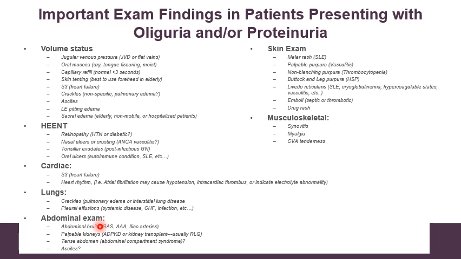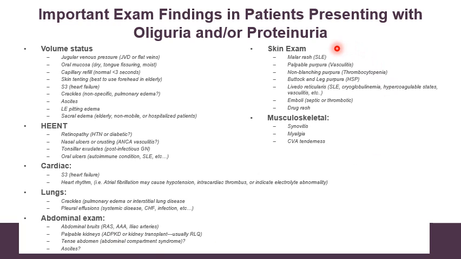In the abdomen, you want to listen at the renal arteries, which are above the umbilicus on each side. You want to see if the kidney is palpable. If they have a transplanted kidney, it's usually in the right lower quadrant, although it can be in the left lower quadrant. Is their abdomen tense? If they have a really tense abdomen, perhaps they have abdominal compartment syndrome, where there's fluid compressing the renal arteries and preventing blood flow.